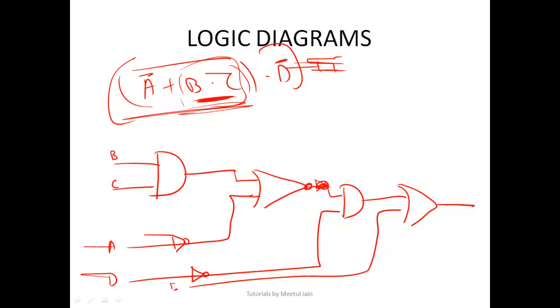However, sometimes the expressions get a lot complex. Let me erase this first. Okay, so sometimes the expressions get a bit complex. For example, let's assume an expression AB plus AC plus BD plus CD. Okay, so if we have to make its diagram, it would have been A, B, C, D. These are the inputs.